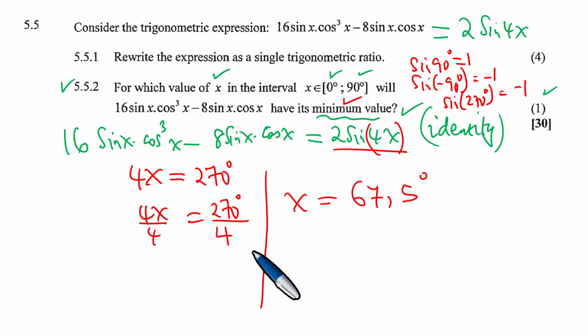Any question? Can you explain again how you got 270? Yeah, we got 270 because the examiner is looking for which value of x. Yes, it is outside 90. But the x that we got is 67,5, and 67,5 is between 0 and 90, you know?